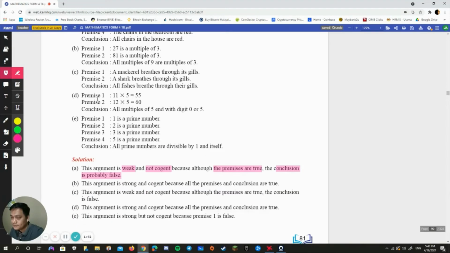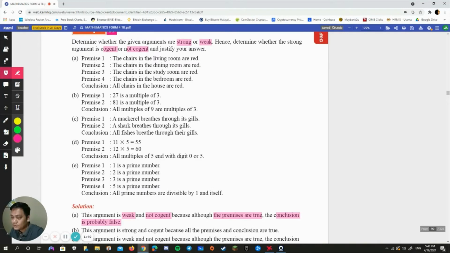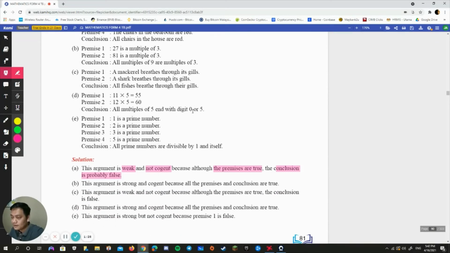And then you refer to B. Premise 1, 27 is a multiple of 3. Premise 2, 81 is a multiple of 3. And then the conclusion, all multiples of 9 are multiples of 3. So if you look, this argument is strong and cogent, because premise 1 is true, premise 2 is also true, and the conclusion is also true. So it is strong and cogent.